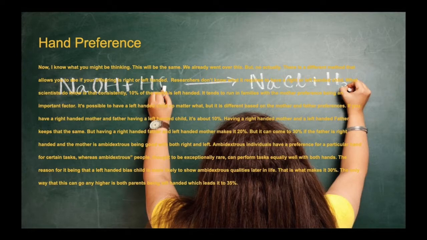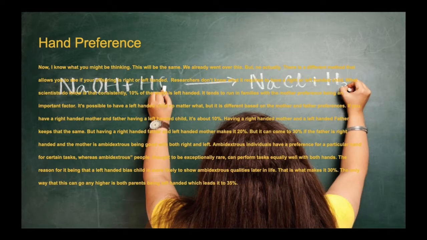Now I know what you might be thinking. This will be the same. We already went over this structure in eye color. But no, actually. There is a different method that allows you to see if your offspring is right or left-handed. Researchers don't know what is required to have a right or left-handed child, but what scientists do know, however, is that consistently 10% of the world is left-handed. It tends to run in families with the mother's preference being an important factor.